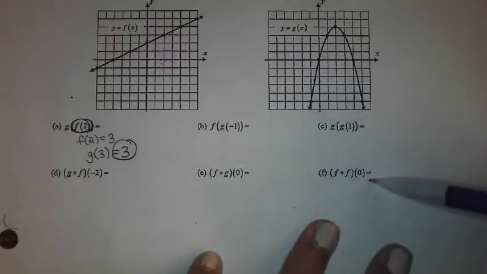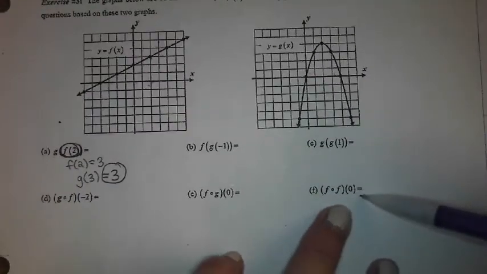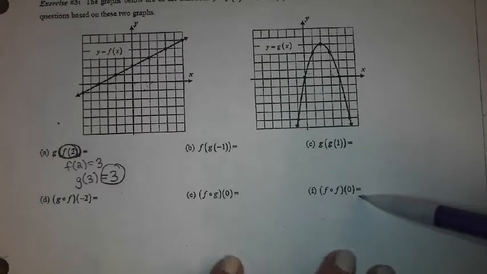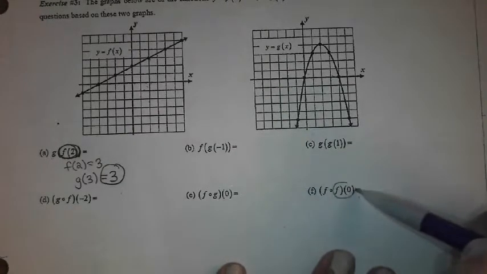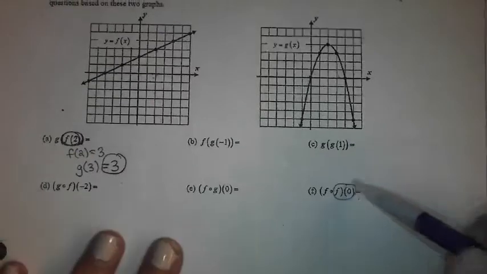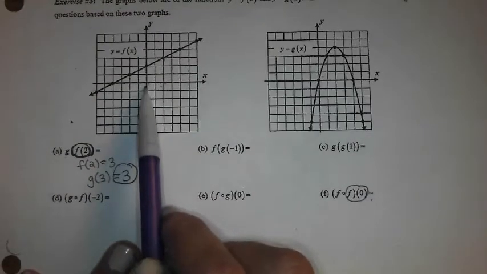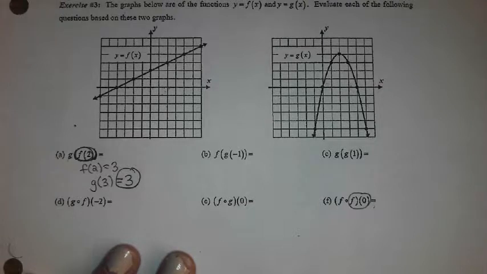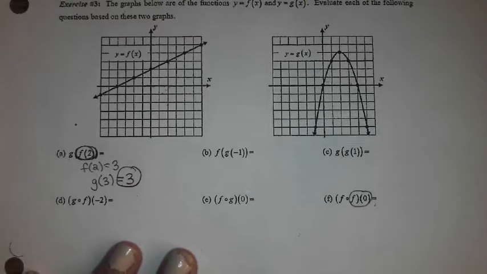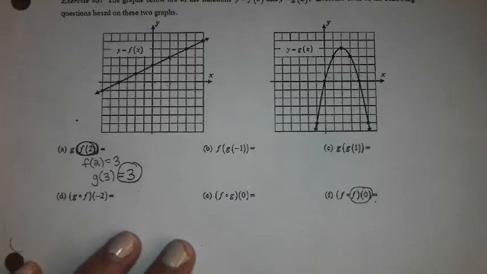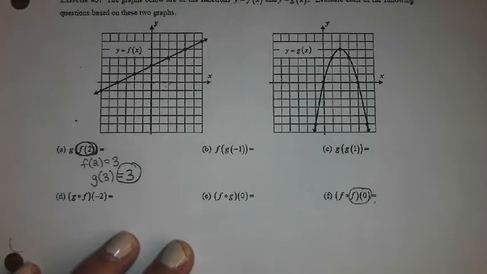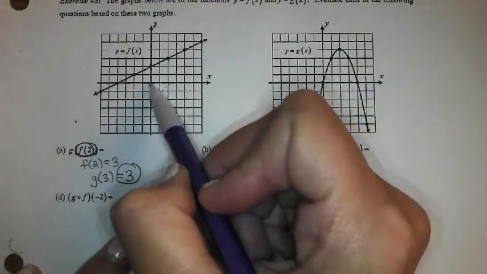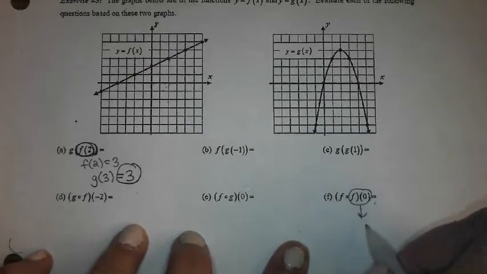We can also kind of double up here. f of 0. So the first thing you're going to do is find f of 0. So go to your f graph. What do you think f of 0 is? Take a minute. McKenna, what's f of 0, do you think? 2, very good. f of 0 is 2, so that's 2.